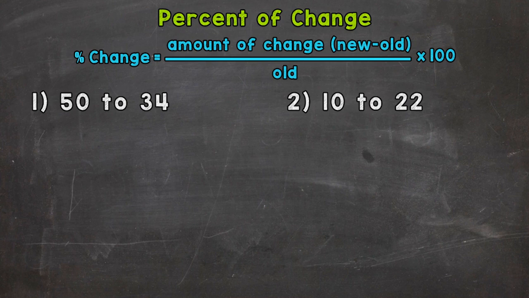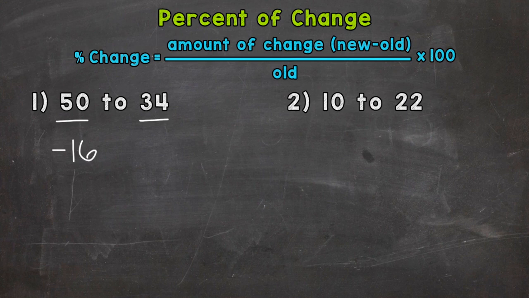So let's jump into number one, where we have 50 to 34. So we start with a 50, and now we have a 34. So we had a decrease there. So keep that in mind as we go through our problem. So the first thing we need to do is calculate the amount of change. So the new number minus the old number will give us that. So the new number is 34 minus the old number of 50. So 34 minus 50 gives us a negative 16.